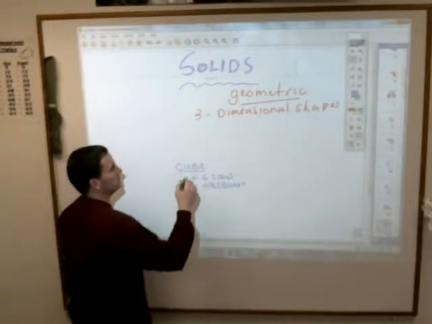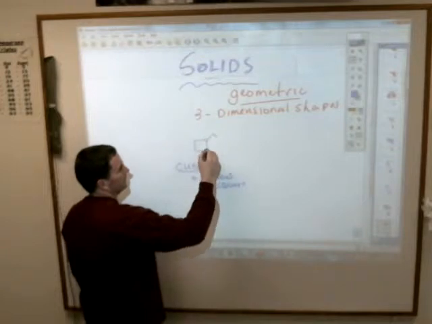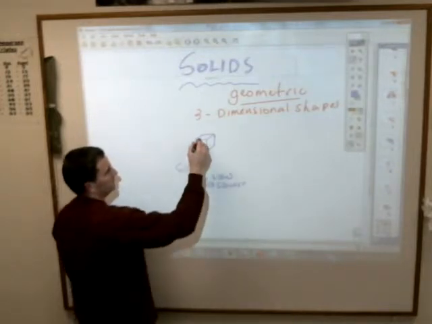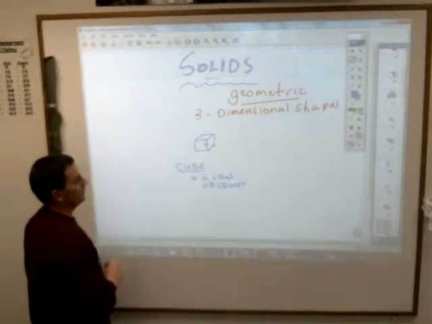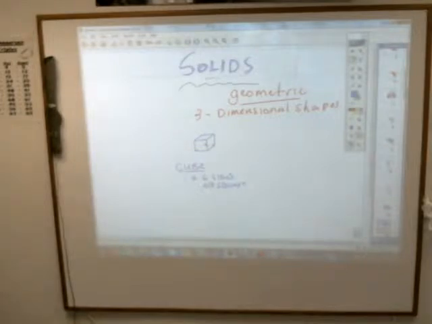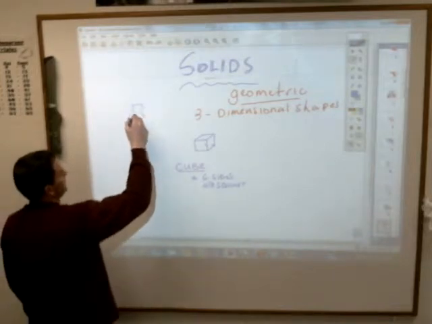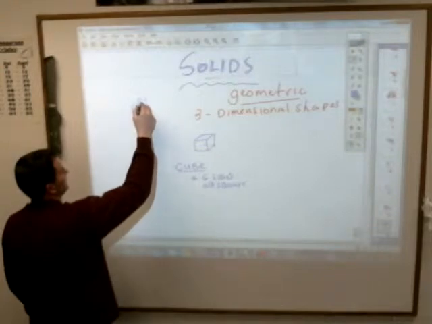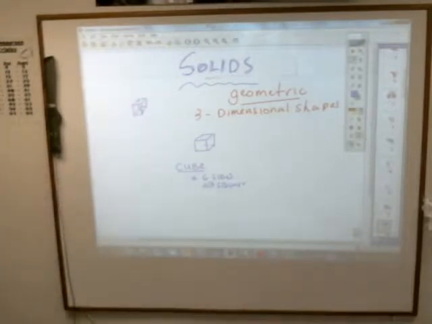Okay, so to draw a cube, just start with the square, and then go off at the same angle on all sides. And if you want, you can draw a little dash line back here. But that would be a cube. It's not too hard to draw. Actually, probably the easiest way to do it is draw a square here, draw another square just like it right here, and then connect all the corners. Okay, so that's a cube.